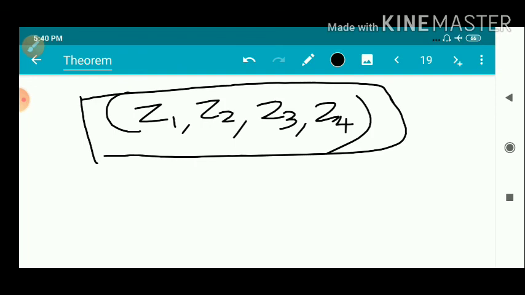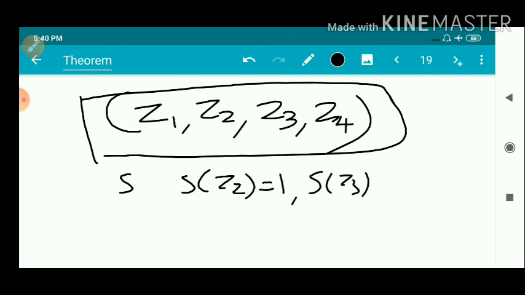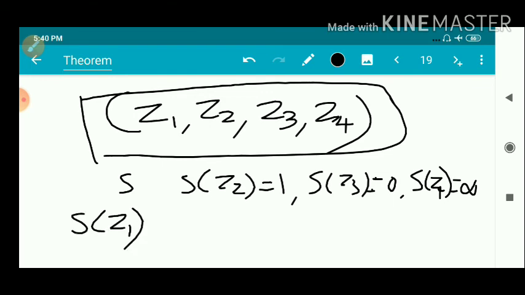So if we consider four distinct points Z1, Z2, Z3 and Z4, there exists a unique Mobius map S such that S of Z2 equal to 1, S of Z3 equal to 0 and S of Z4 equal to infinity. Then under this bilinear map, the image of the first element is called the cross ratio of the four points Z1, Z2, Z3 and Z4, and it is denoted by a single bracket Z1, Z2, Z3, Z4, separated by commas.